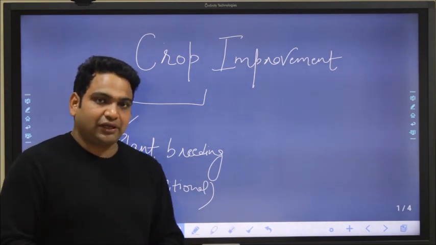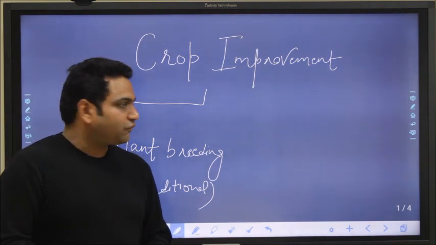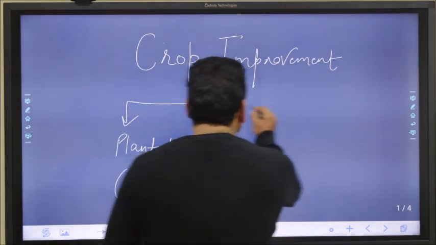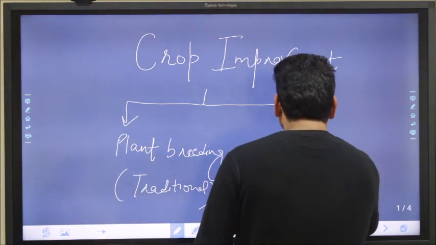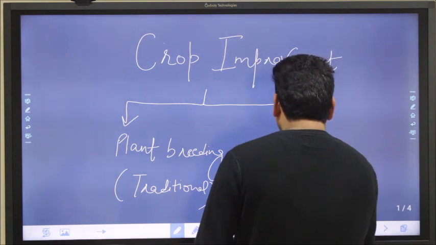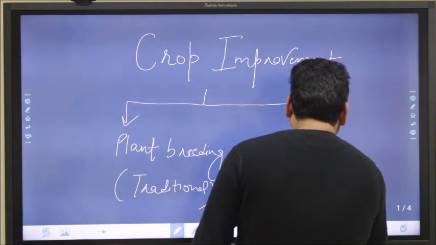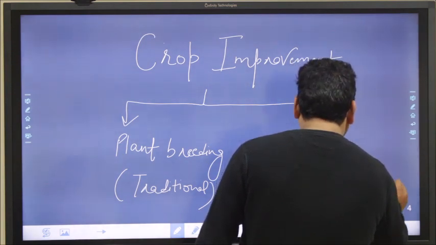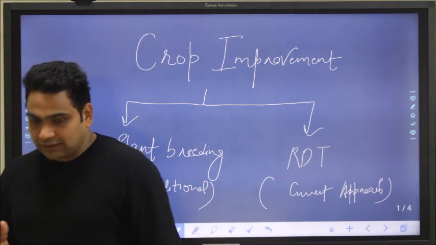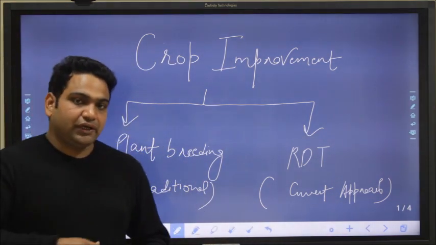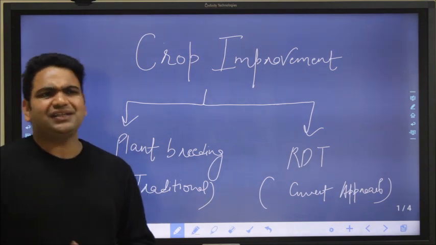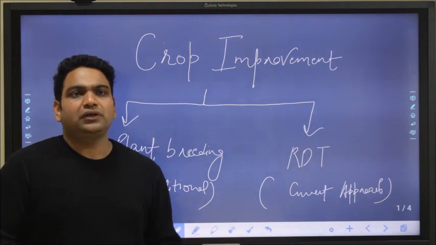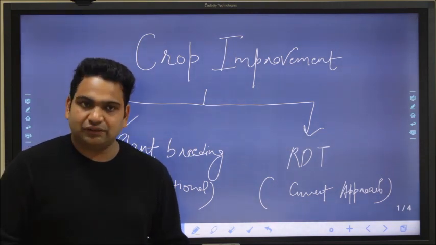But in the current scenario, the technology used for crop improvement is called recombinant DNA technology. It is also called RDT, and it is the current approach for improving any crop. In this lecture, I am introducing you to crop improvement and why there is a need for crop improvement.